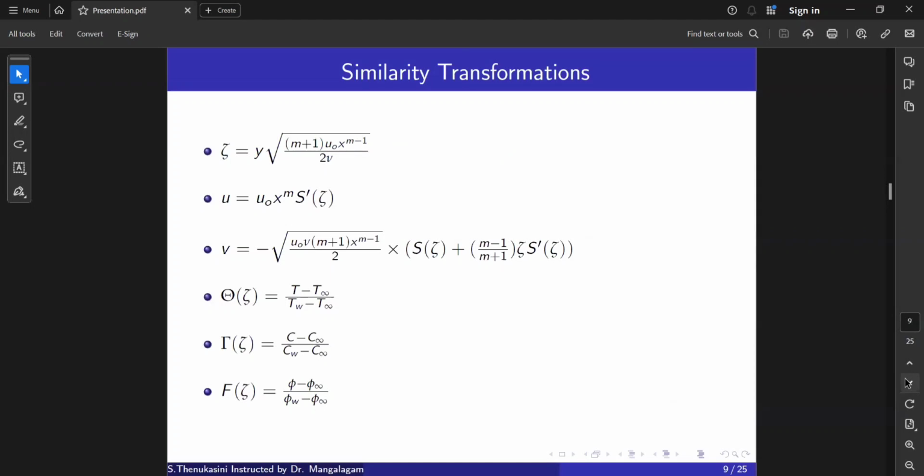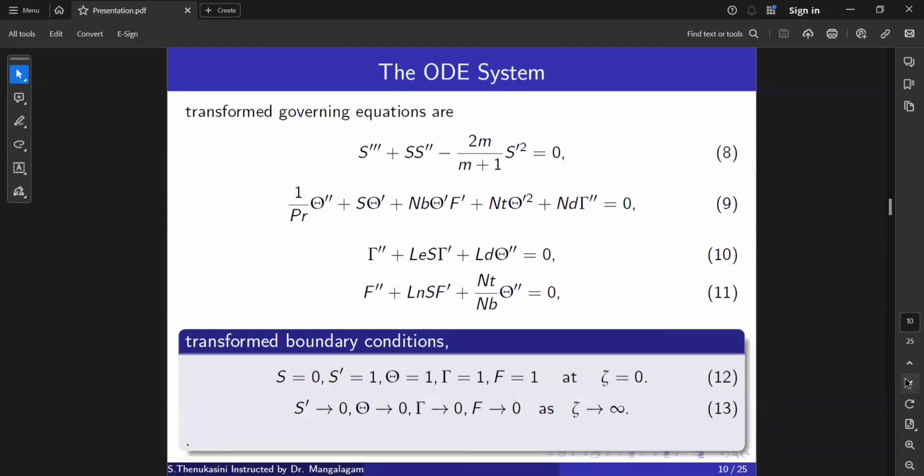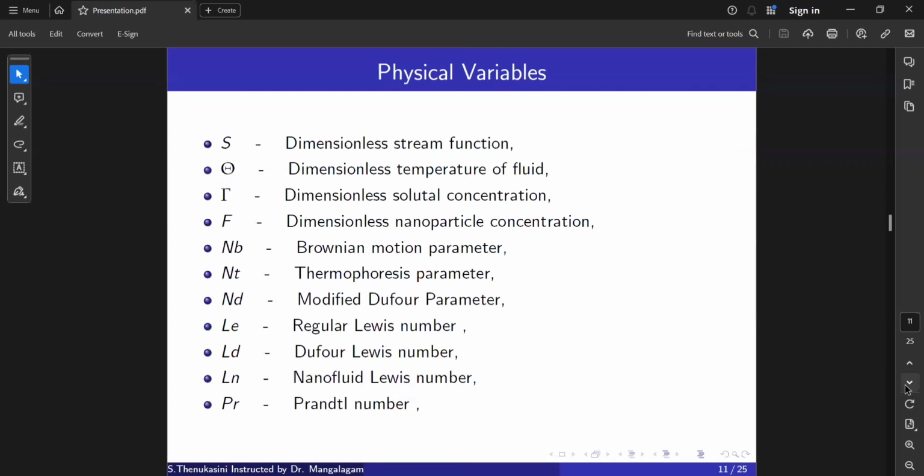We define the similarity transformation. Similarity transformation will help to convert partial differential equations into ordinary differential equations. We apply the similarity transformation in the partial differential equation system. Then we get ordinary differential equations of these. And in the same way we get transformed boundary conditions. It will help to solve the transformed governing ordinary differential equations. These are the physical variables related to our research.